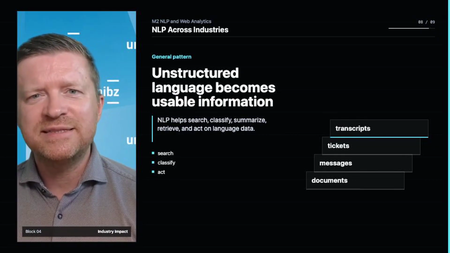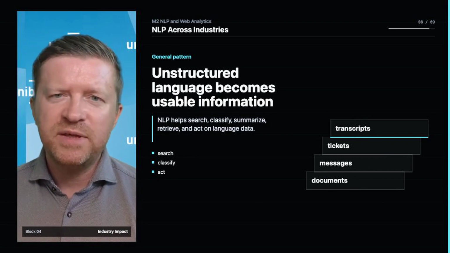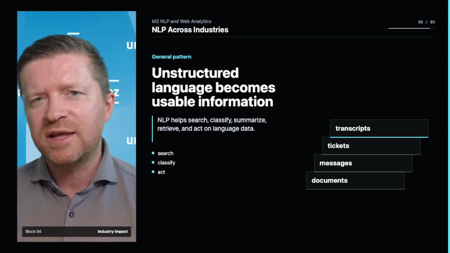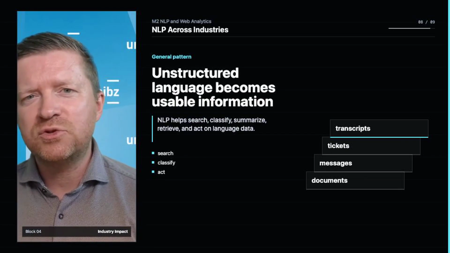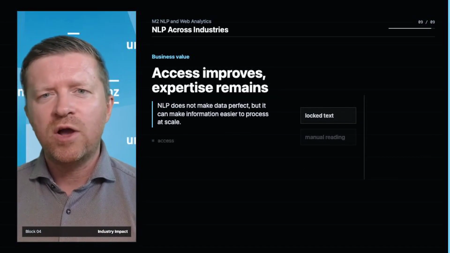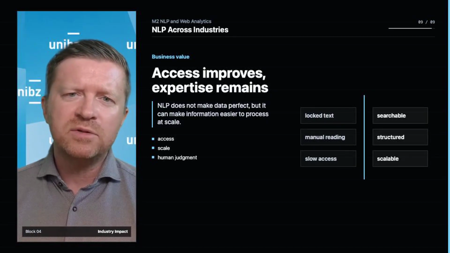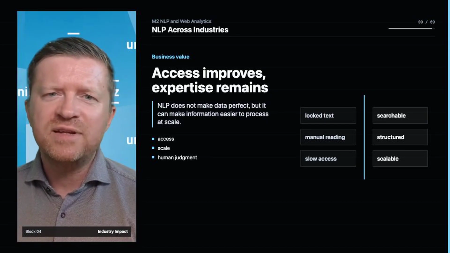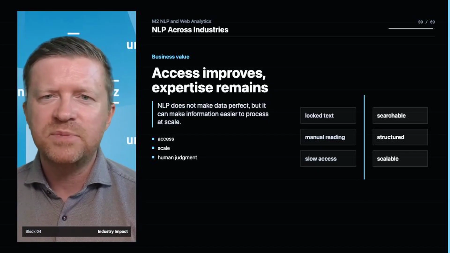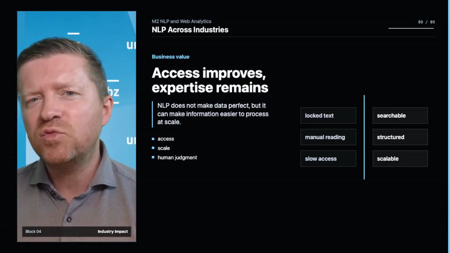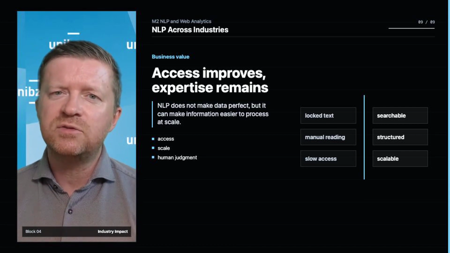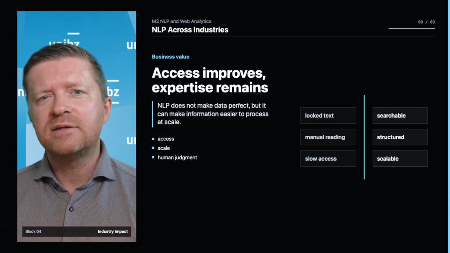The general pattern is the same across domains. NLP helps convert unstructured language into information that can be searched, classified, summarized, retrieved, and acted upon. This conversion is the key business value. Organizations already have large amounts of language data, but much of it is locked inside documents, messages, tickets, and transcripts. NLP does not make the data perfect, and it does not remove the need for domain expertise, but it can make the information easier to access and easier to process at scale.